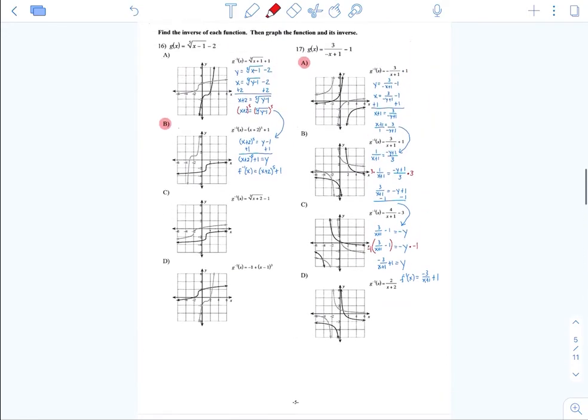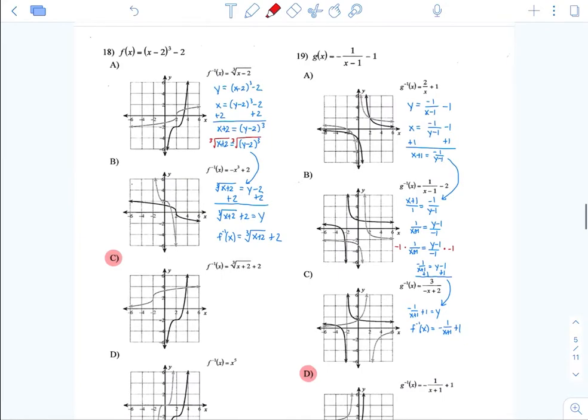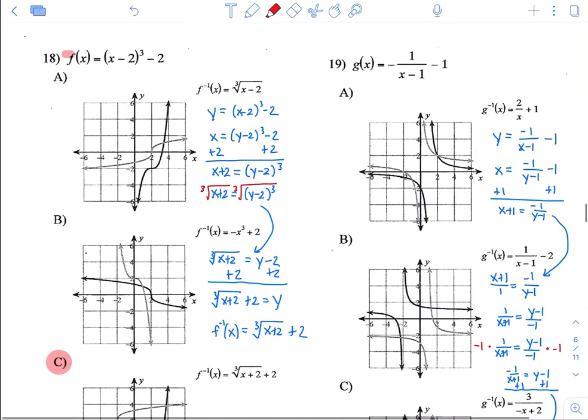Alright, moving on. 18. So, there's our equation. So change f of x to be y. Next step, switch your x and y variables. We get this. Now we're isolating y, so we gotta add 2 to both sides. Gotta get rid of that third power, so cube root both sides, and we get this. And then we add 2, and here's our inverse right there. And change y to be f inverse, and we get cube root of x plus 2 plus 2, which is c.